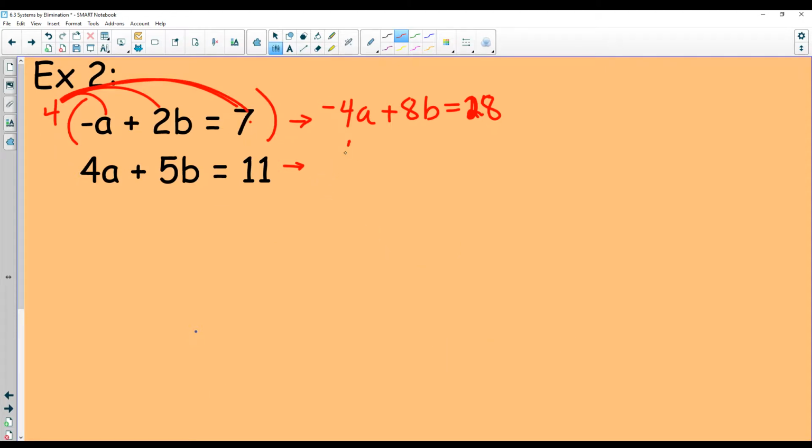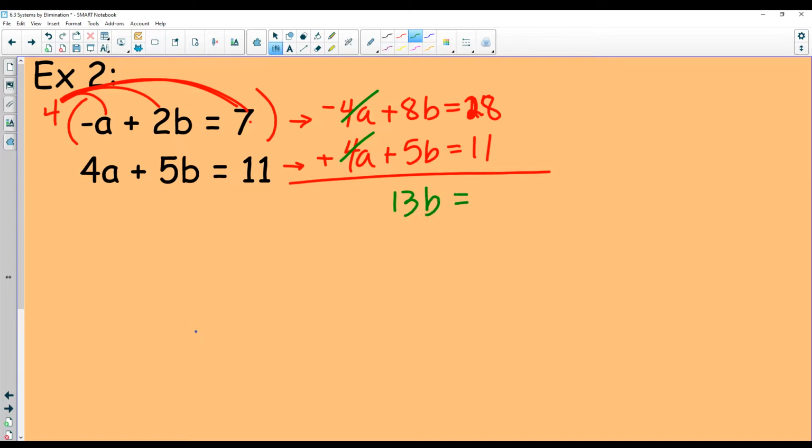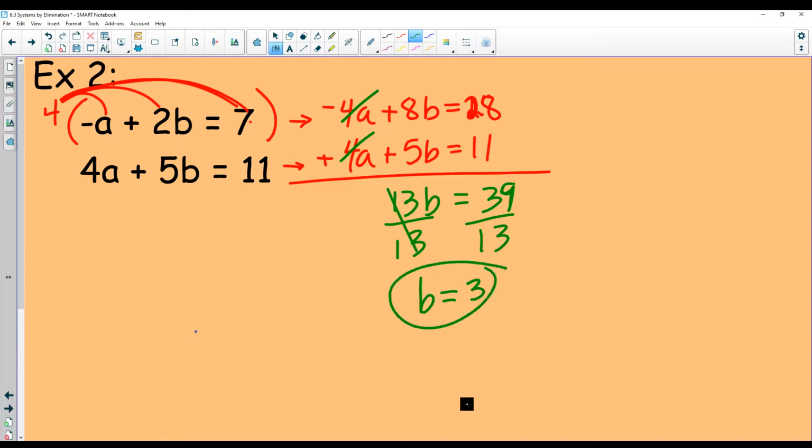All right, the bottom equation is not going to change, and we're ready to add them together. So here, the A's cancel. We get 13B equals 39. Divide by 13. And B equals 3. So not too shabby here. Some people like it better than substitution once they get to it.